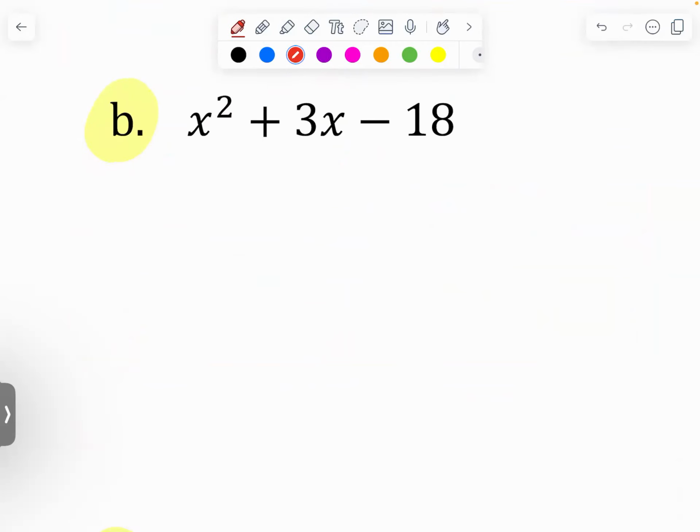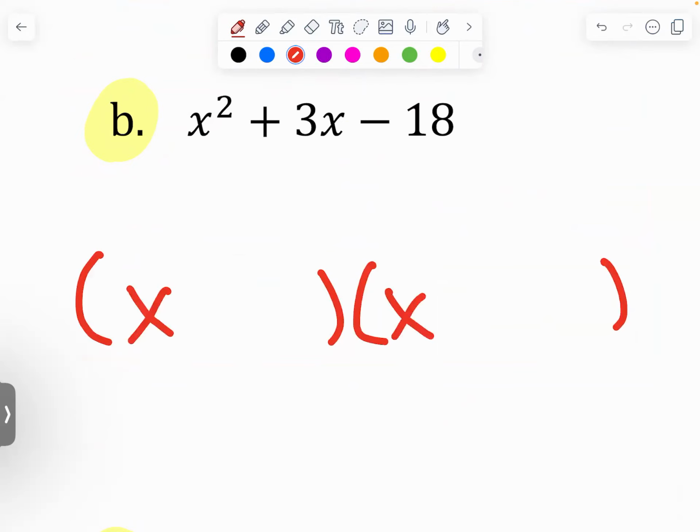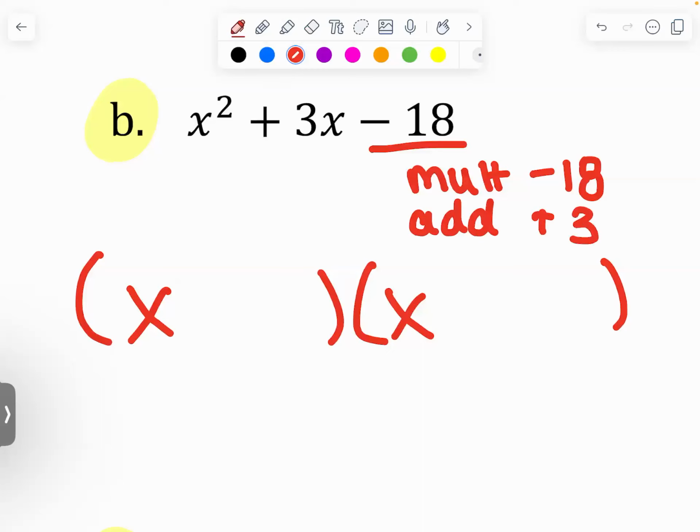How about you try this one? You and your elbow partner, put your heads together. We need to factor this. We need to find numbers that multiply to negative 18 and add to positive 3.